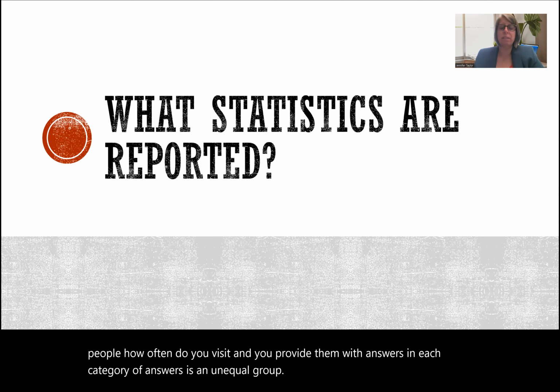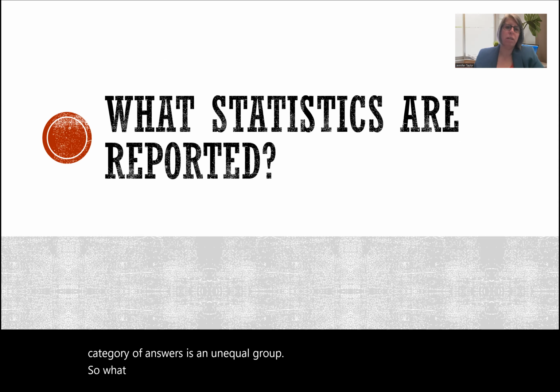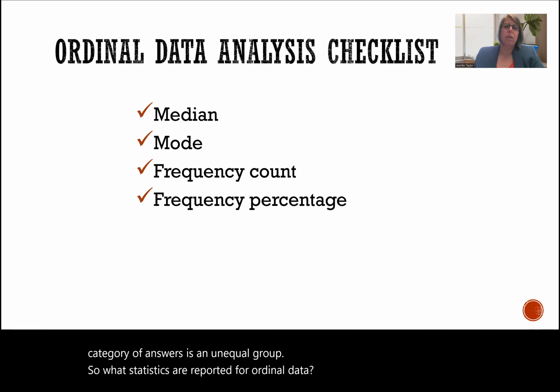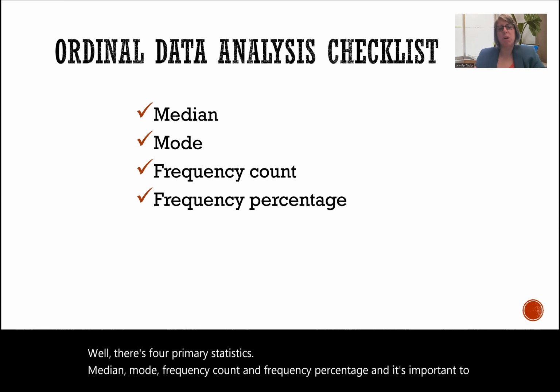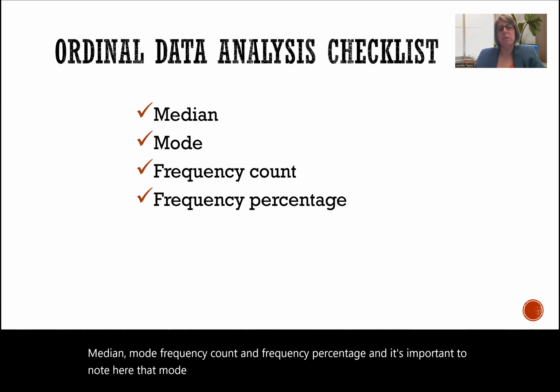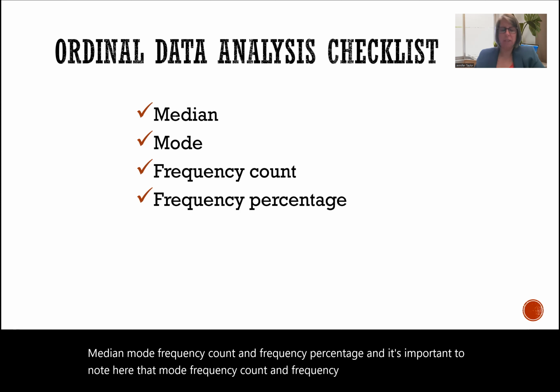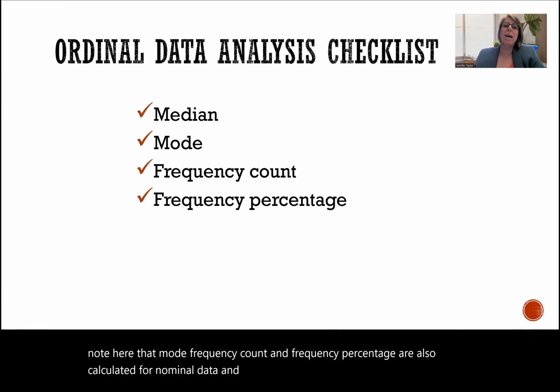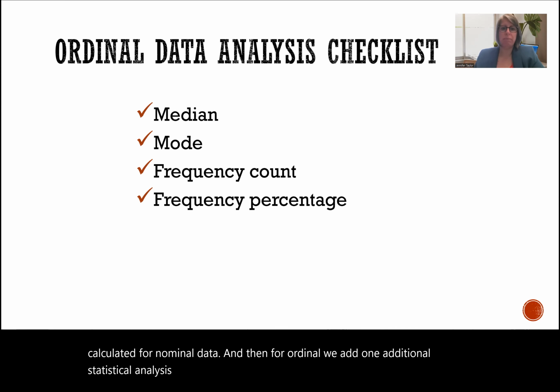So what statistics are reported for ordinal data? Well, there's 4 primary statistics: median, mode, frequency count, and frequency percentage. And it's important to note here that mode, frequency count, and frequency percentage are also calculated for nominal data. And then for ordinal, we add one additional statistical analysis, which is median.